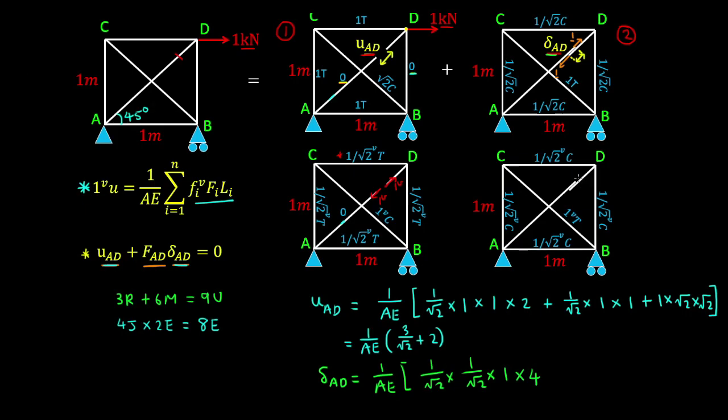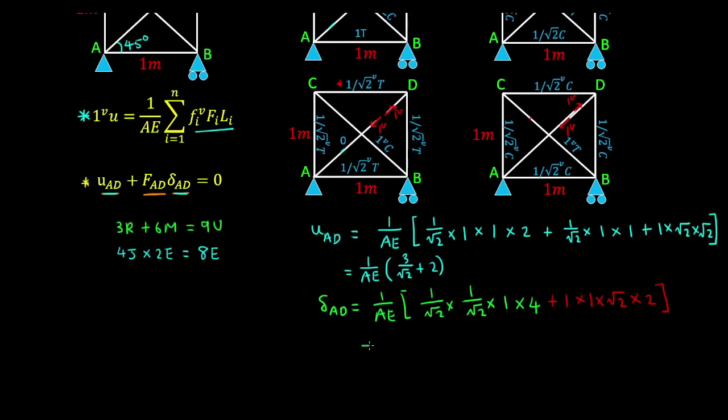And note that for this case, we've applied a unit load in the same direction as the real load. So the force in member AD is 1 virtual by 1 real by the length of the member, and we have the same result for member BC. So we'll just multiply this by 2. And therefore delta AD is 1 on AE by 2 plus 2 root 2.